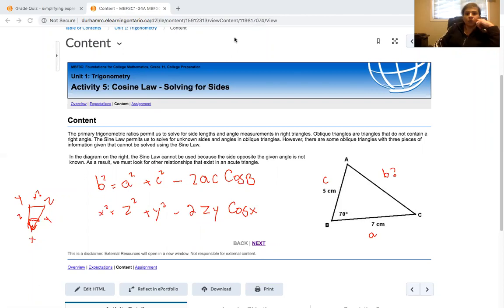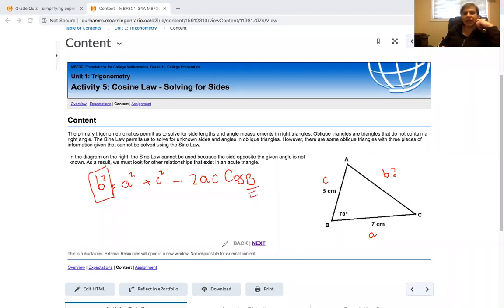So what you have to be careful with all the time is that the side that you're looking for matches the angle given to you. All right? So let's look at some examples here.